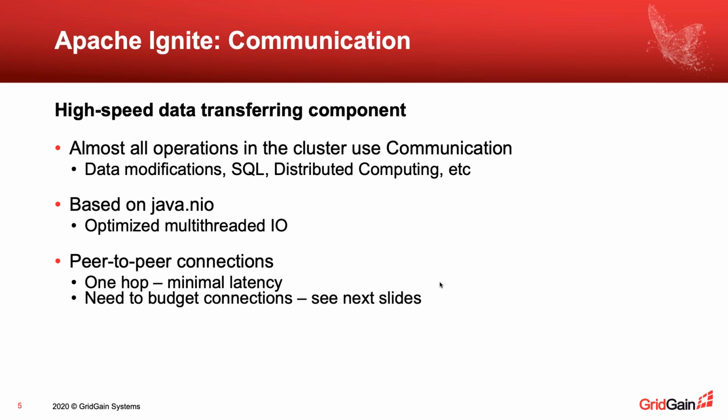And on the other hand, we need to remember that opening connections between each and every node can be costly. Each connection is a TCP connection, it is a TCP socket, and this is a surprisingly precious resource, and we need to budget those. And let's see the next slides on how Apache Ignite does that.